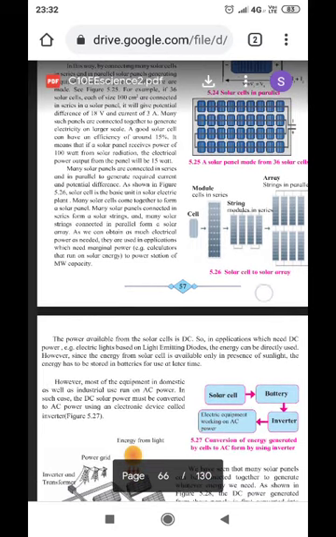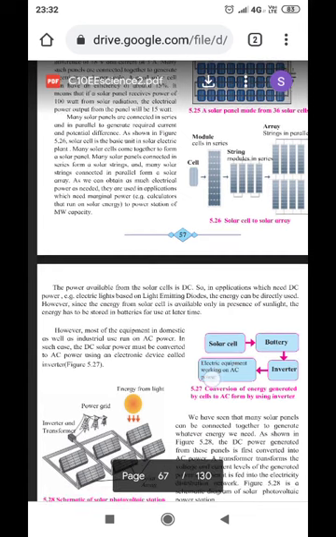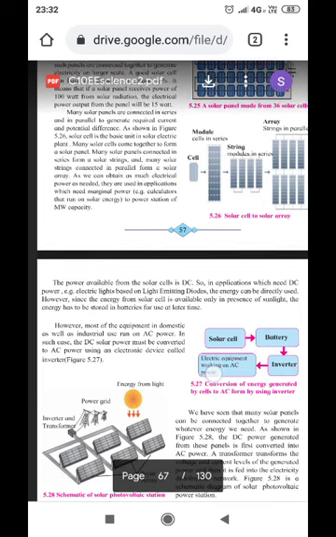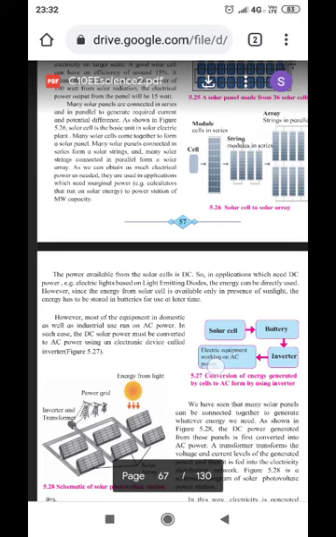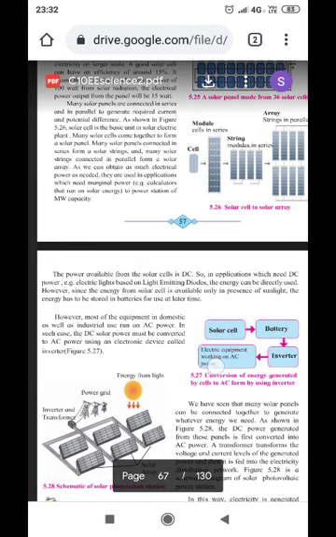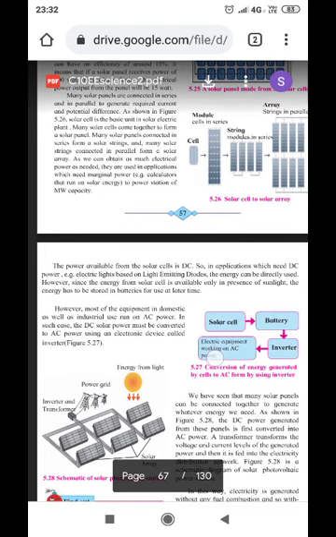Now the power available from the solar cell is DC, as we have already discussed. So its applications need DC power, for example, electric light based on light emitting diodes, in short also called LED. The energy can be directly used. However, since the energy from a solar cell is available only in the presence of sunlight, the energy has to be stored in batteries for use at a later time.